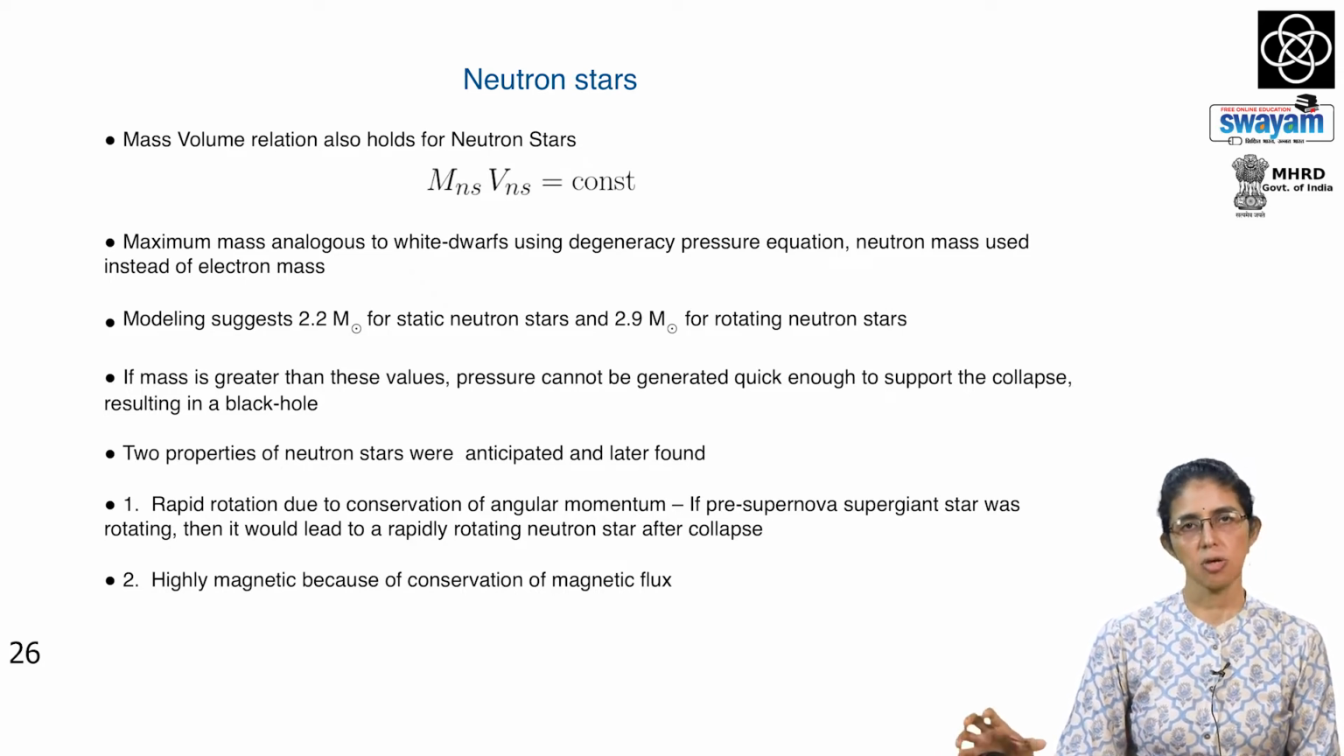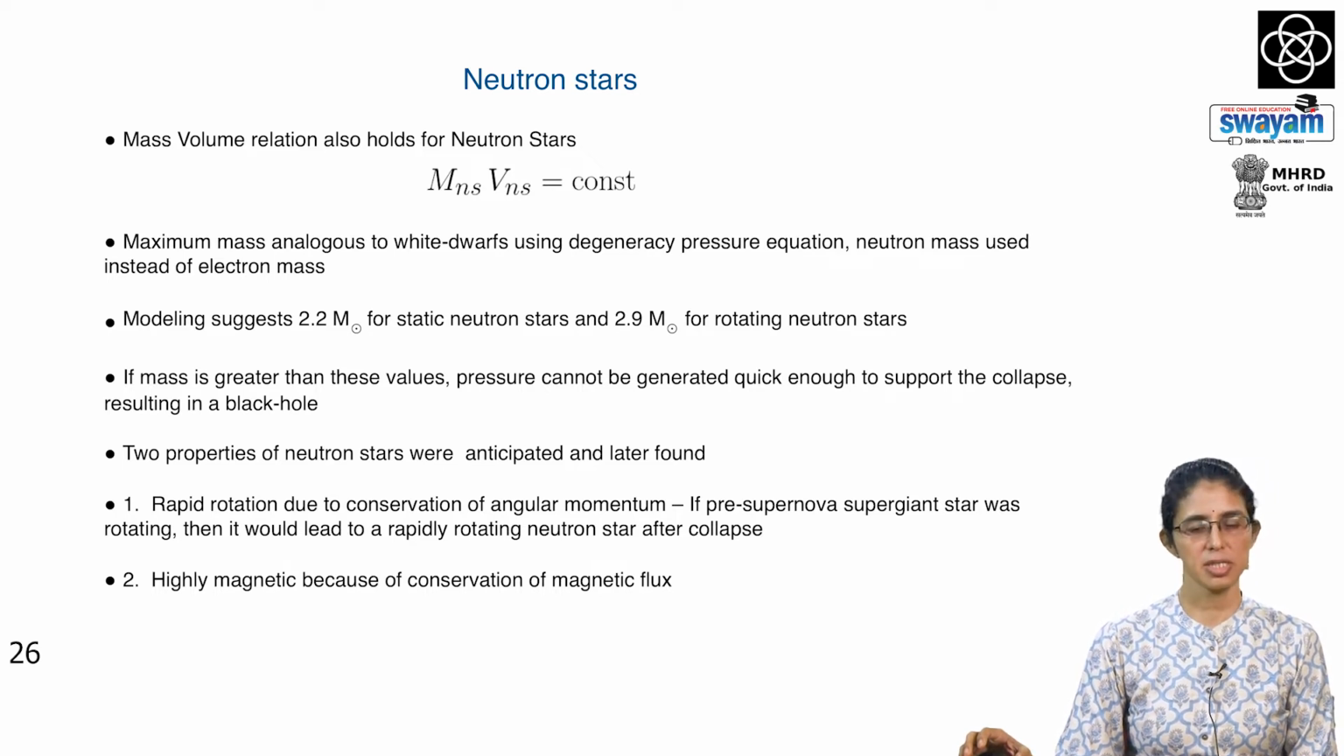And if the mass of the core is larger than 3 solar masses, then even the neutron degeneracy pressure cannot support the collapse, resulting in the formation of a black hole. There are two properties of neutron stars which were anticipated and later found. First, it was expected that these neutron stars would have a rapid rotation. This is because of the conservation of angular momentum.